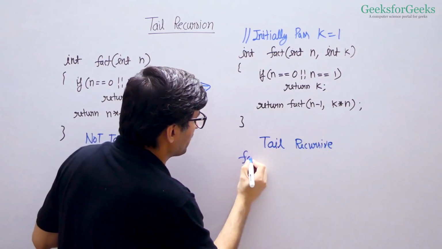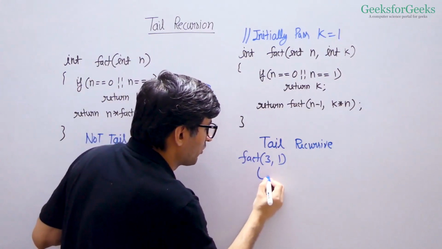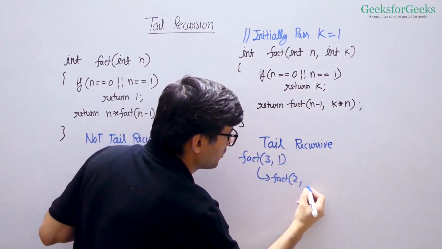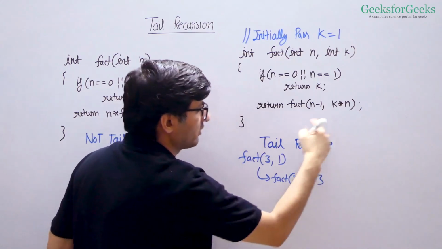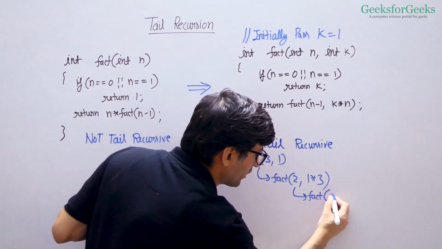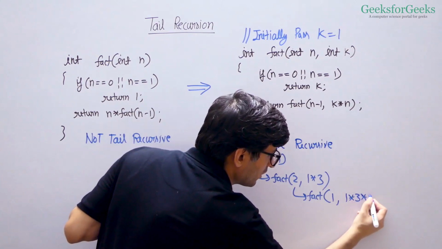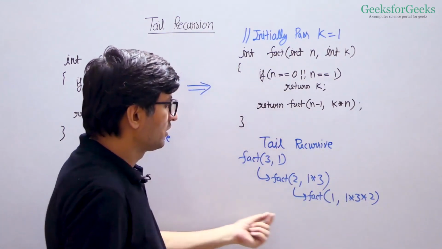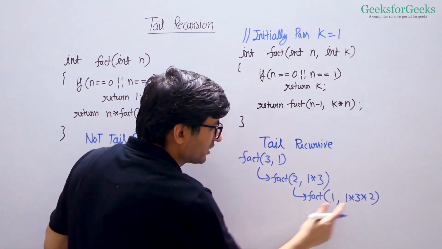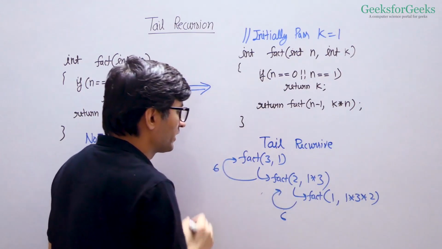When you call factorial for 3, you will first pass k as 1 and then you will call it for factorial of 2 and pass 1 into 3. N is 3 and k is 1. Then you will make a recursive call for n minus 1 and you will pass 1 into 3 into 2. Now when you make this recursive call, you will notice that n is 1. So you will fall into the base case. So you will return this value, which is 6. You will return 6 to the parent, which will return 6 to its parent. So you finally get the output as 6.